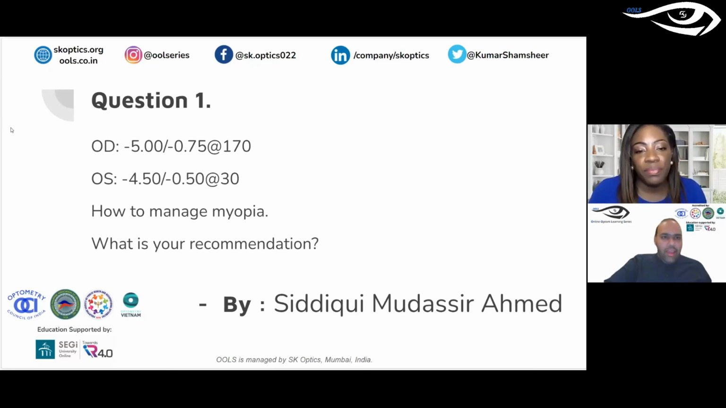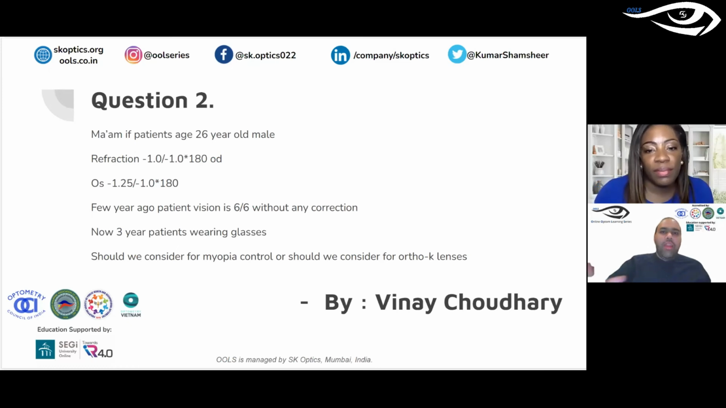Okay, great. Another question, more case oriented: there is a 26-year-old female and we are looking at low levels of myopia. It says that a few years ago, the patient did not have any correction, but 3 years ago started wearing glasses. So at this age, with a 26-year-old developing myopia, should we consider myopia management for this patient, and should we consider ortho-K in particular?